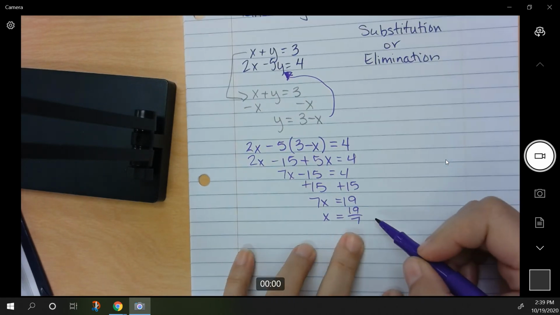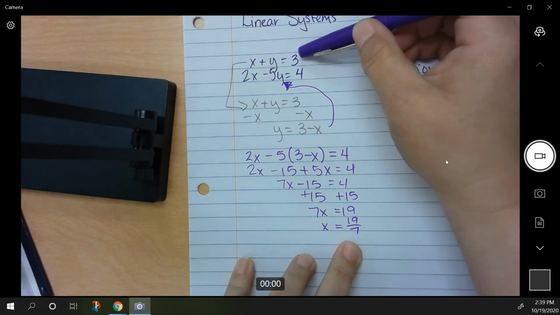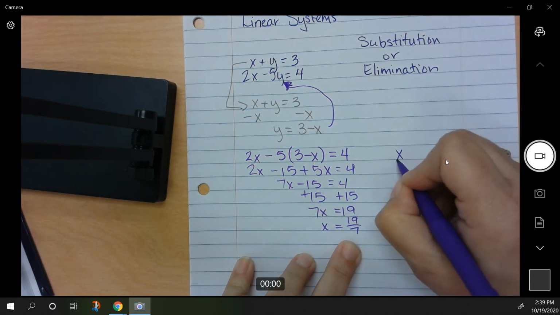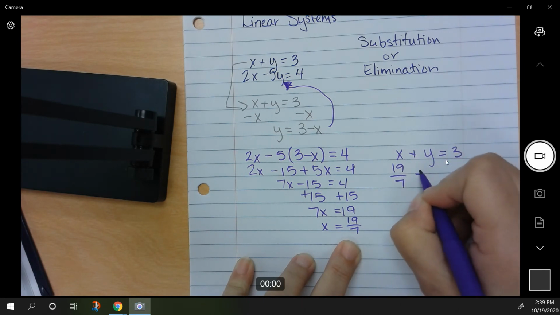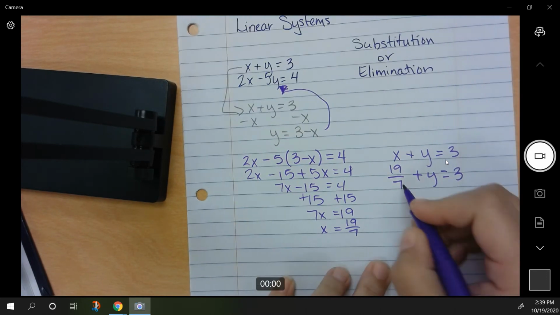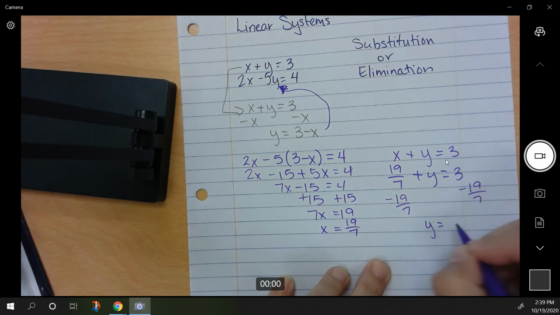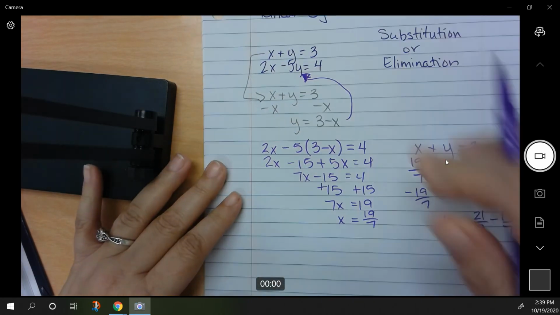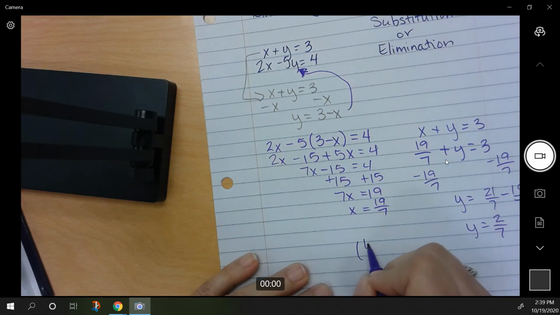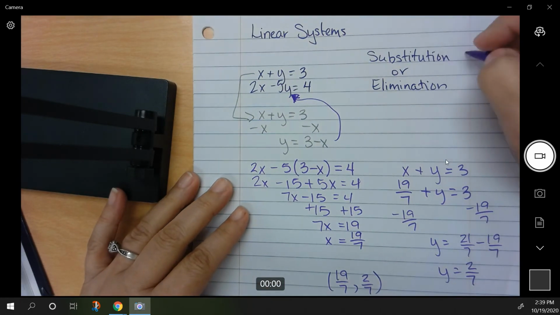Once you've got your x, now we substitute back into one of the original equations, and I usually will pick the first one instead of the second one since I used the second one to figure it out. And we're going to do 19 over 7 plus y is equal to 3. It's 21 over 7 minus 19 over 7. So y is 2/7. So the solution to this problem is 19/7, 2/7. Okay, so that is using substitution.